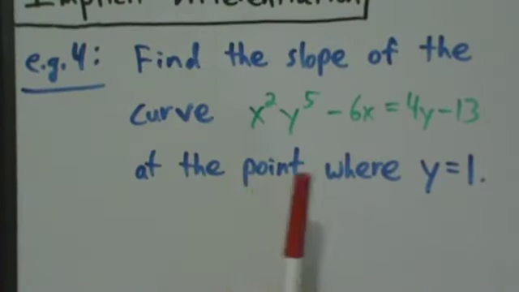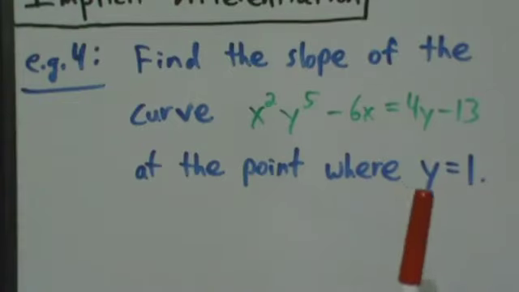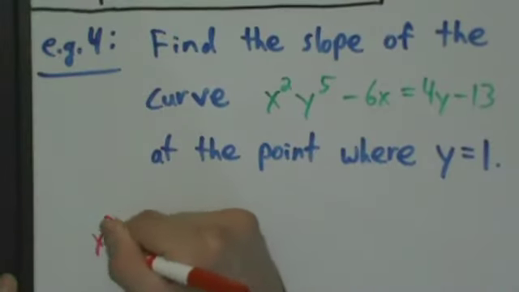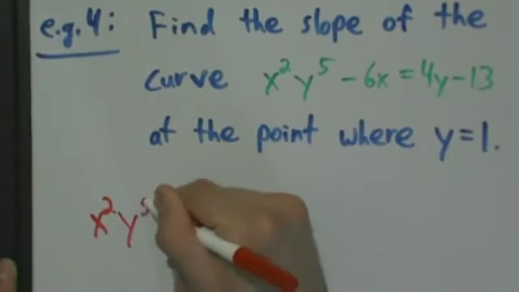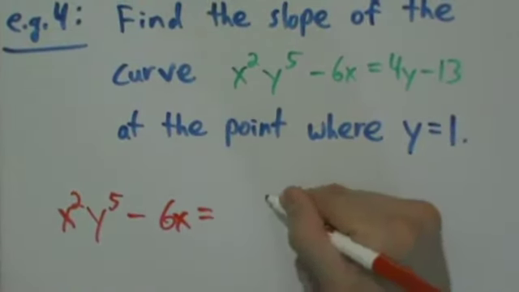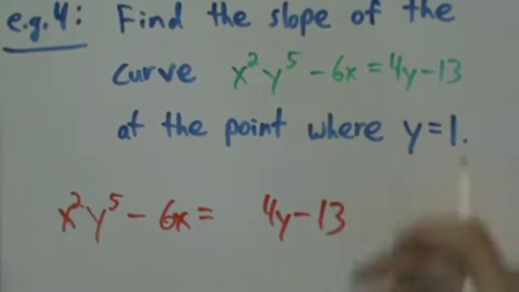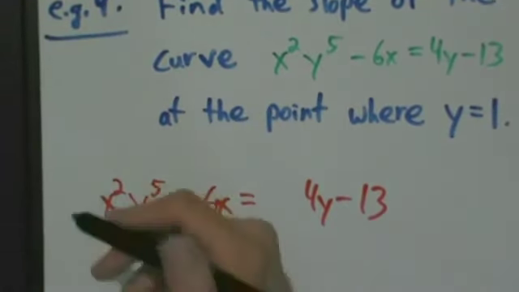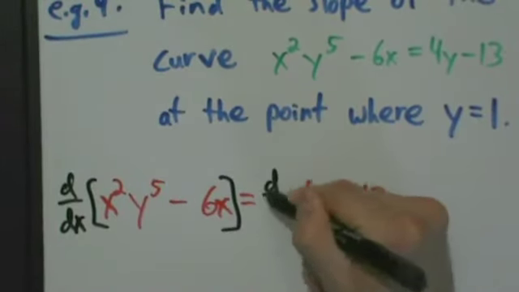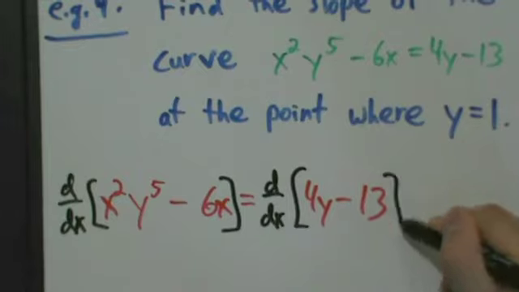So we want to find the slope of the curve at the point where y equals 1. There's actually a few different things we have to do. First, let's just find the derivative, because slope of the curve is the derivative. So the first step is just to find dy dx. We're going to start by saying x squared y to the fifth minus 6x equals, and leave ourselves some room here, 4y minus 13. Now we're finding dy dx, so we have to say d dx of the left equals d dx of the right.